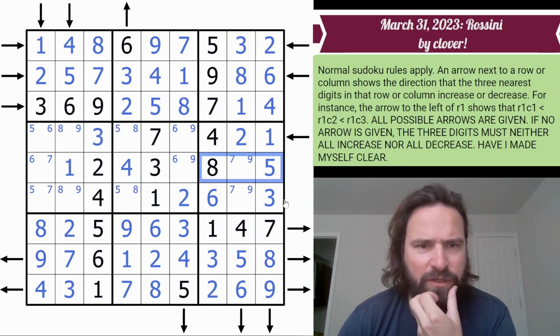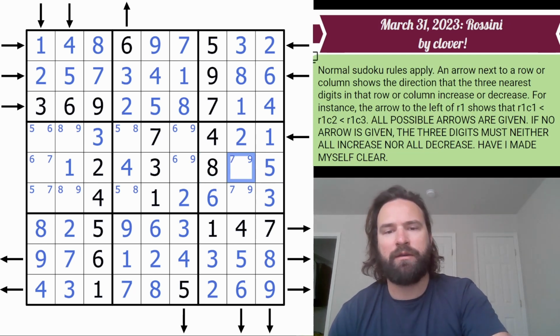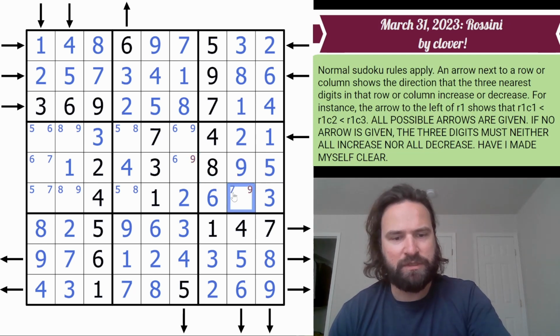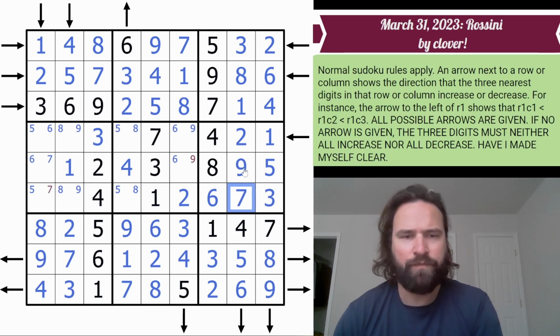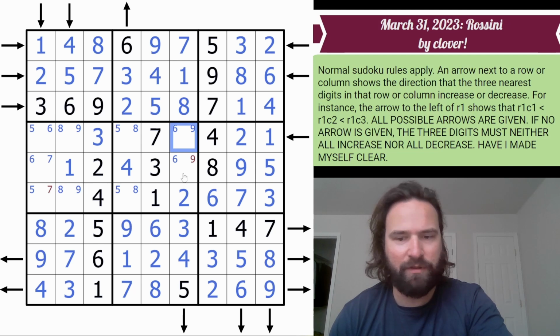It doesn't work here because 7 and 9. No, 7 doesn't work here. This can't go 5, 7, 8. This has to be a 9. So this is a 7. Yeah, because the middle number can't be in the middle. That's it. That's wild. That's going to be the thing that fixes this whole thing.